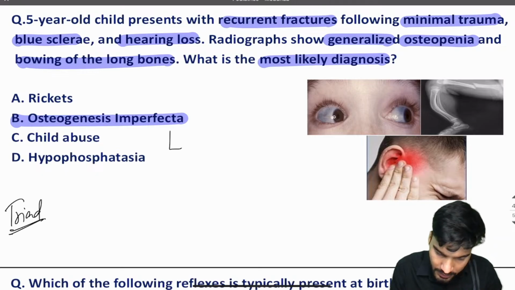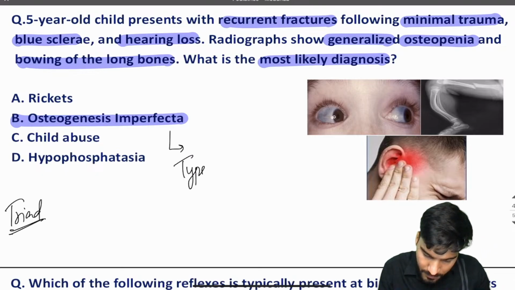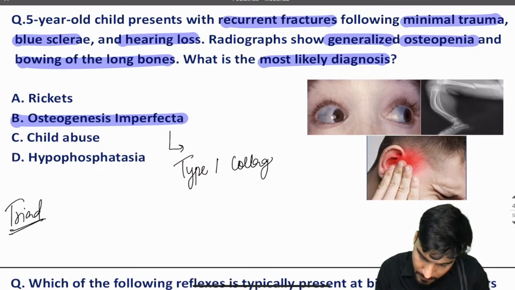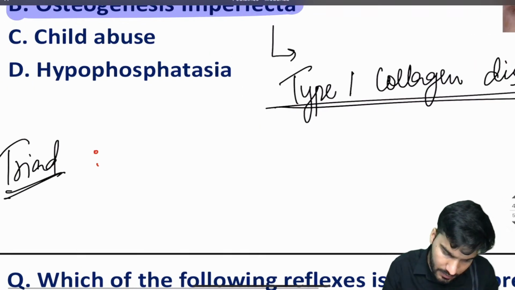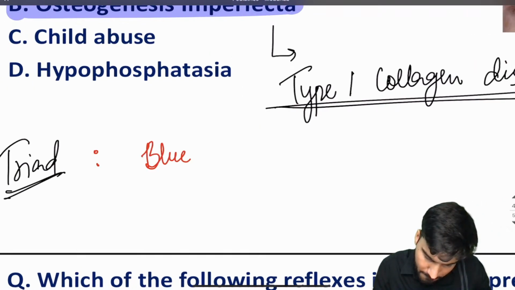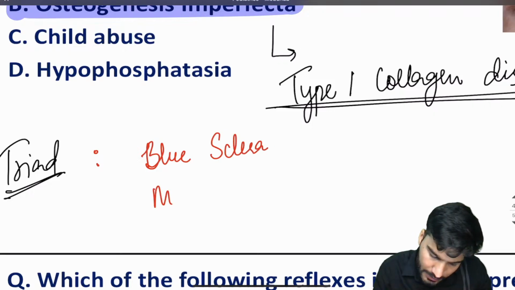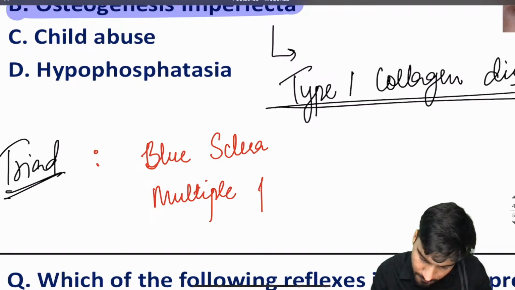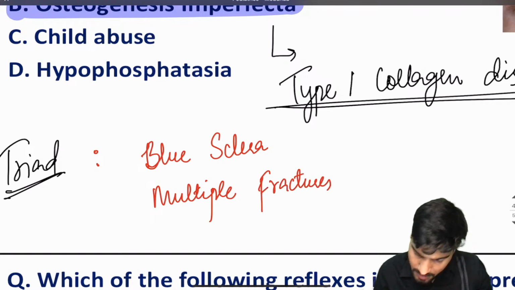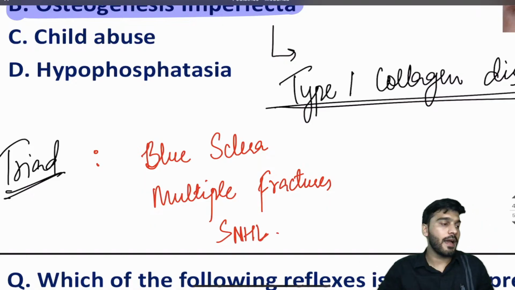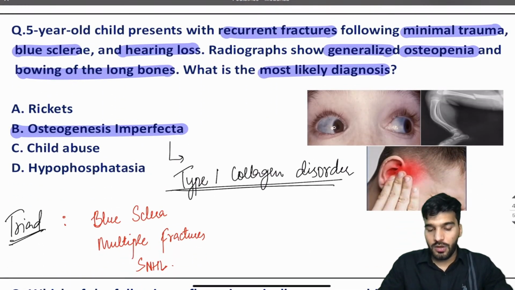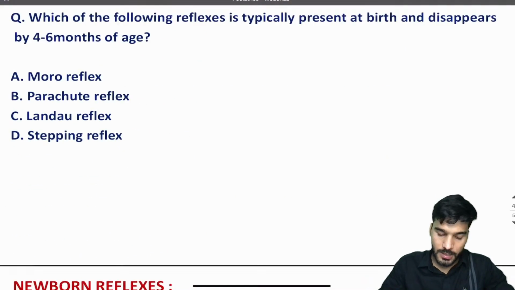This osteogenesis imperfecta, again a triad. First of all, it is a type 1 collagen disorder. Now what are the three things we are seeing? Blue sclera, multiple fractures, and SNHL. Is that clear? So that is about osteogenesis imperfecta. Let's move to the next question.